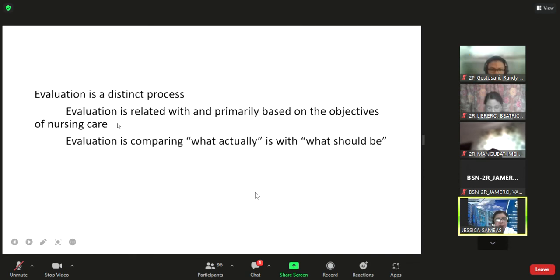Evaluation is a distinct process. It is related with and primarily based on the objectives of nursing care. So, evaluation is comparing what actually is with what should be. I think you already know this from the individual NCP. When we evaluate, we always need to go back to our previously set objectives of care. We check whether we achieved them or not. So what should be achieved and what is actually existing as of the moment. What happened after an hour? Did our family actually do it?